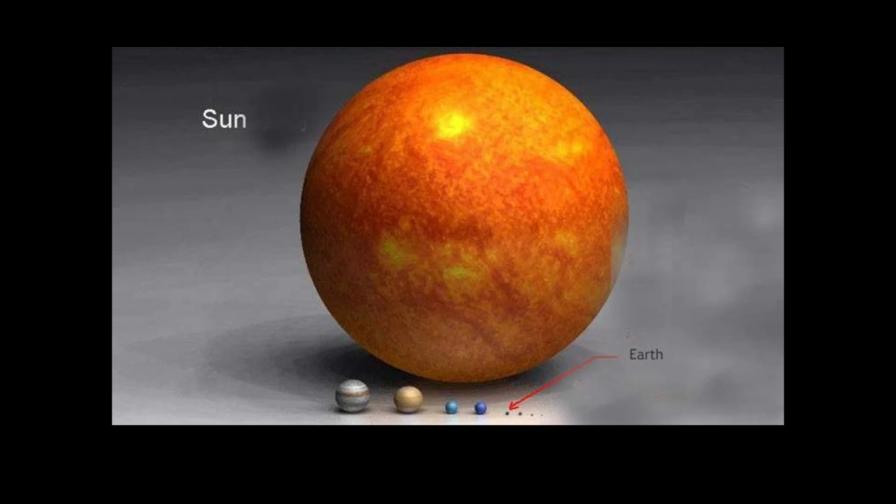If you bring the Sun into the mix, you can see that it dwarfs all of the planets. So things are different size-wise. Earth is pretty tiny compared to the size of the Sun. It's tiny compared to Jupiter, and Jupiter is tiny compared to the Sun.